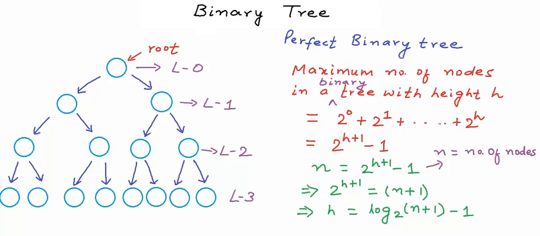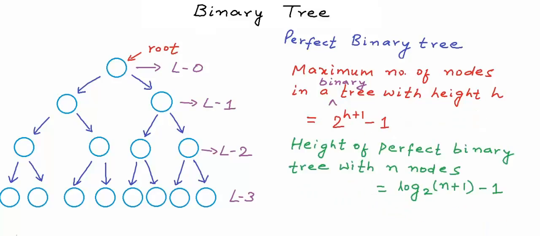Remember, n is number of nodes here. I'll leave the maths for you to understand. Height will be equal to log n plus 1 to the base 2 minus 1. In this perfect binary tree that I'm showing here, number of nodes is 15, so n is 15. N plus 1 will be 16, so the h will be log 16 to the base 2 minus 1. Log 16 to the base 2 will be 4. So the final value will be 4 minus 1 equal 3.